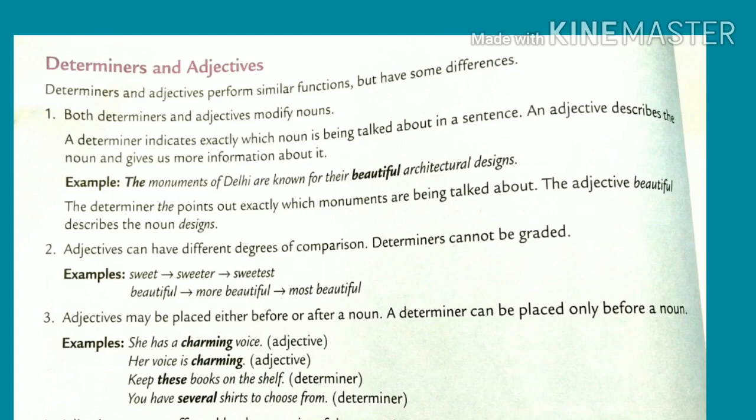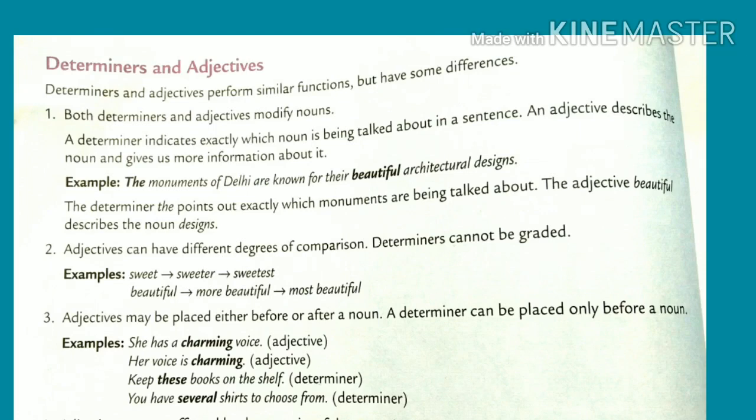Third one, adjectives may be placed either before or after a noun. A determiner can be placed only before a noun. Yes, adjectives can come before or after a noun, but a determiner can come only before a noun. So that is why we say it specifies a noun particularly, so it is called a determiner. It comes before the noun, so we can identify easily that it specifies only this noun.